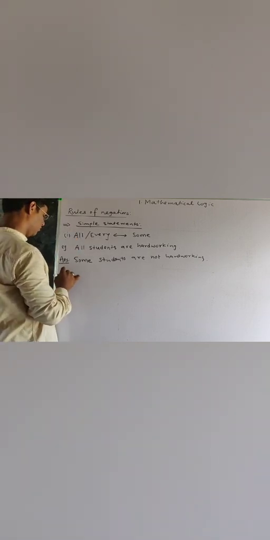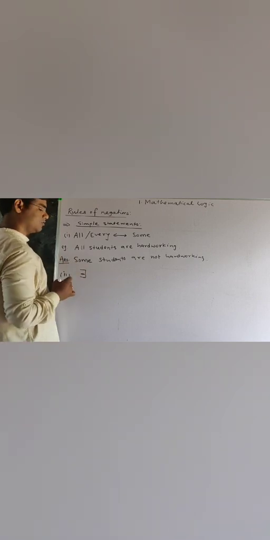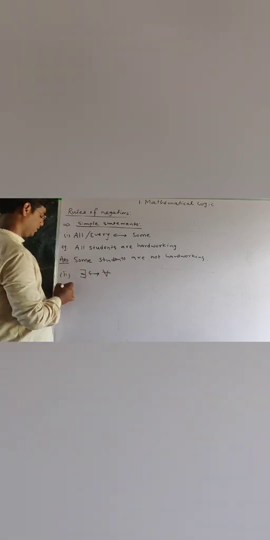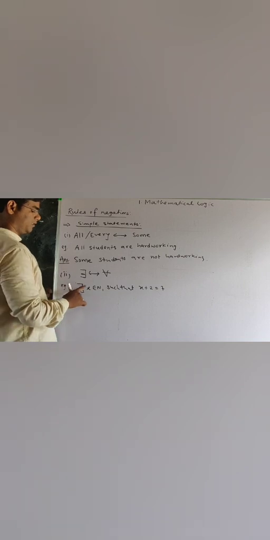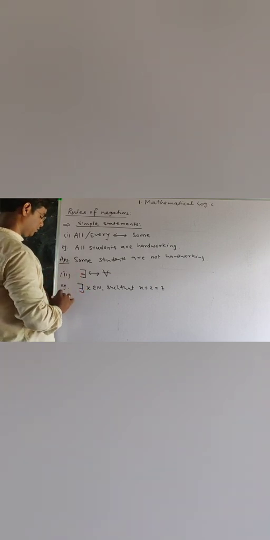Next rule is what? Suppose we have the quantifiers. The quantifier there exists is replaced by for all, and for all is replaced by there exists. For example, there exists x belongs to N such that x plus 2 is equal to 7. Here N is the set of natural numbers. So what is the negation of this statement?